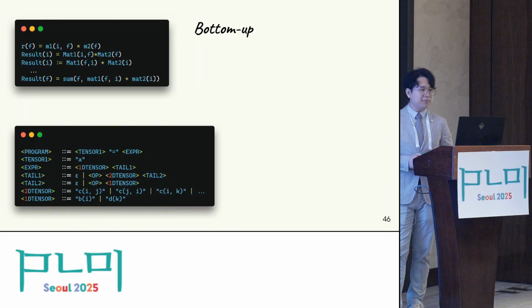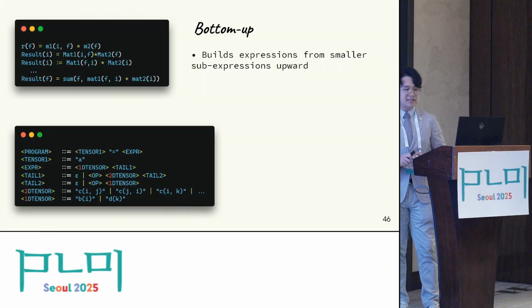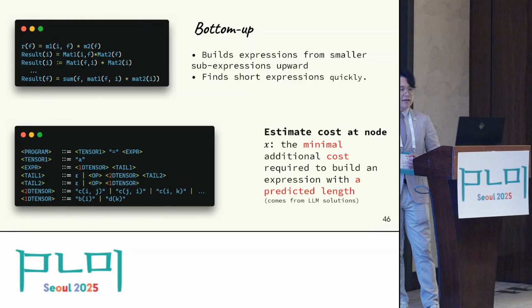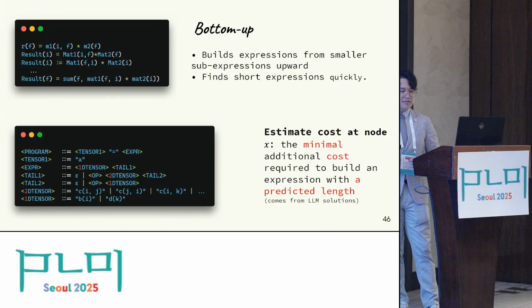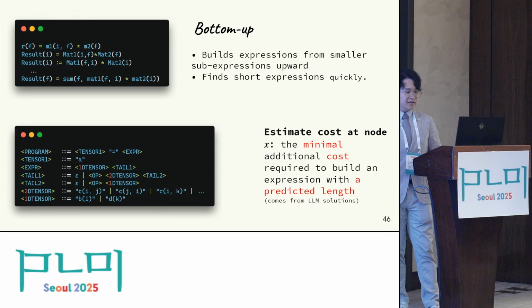And another is the bottom-up enumerator. This is the grammar to guide the bottom-up enumerator. It builds expressions from smaller sub-expressions upward, and it finds short expressions quickly. The estimate cost at node X is the minimal additional cost required to build an expression with the predicted length. And the length comes from the LLM solutions.